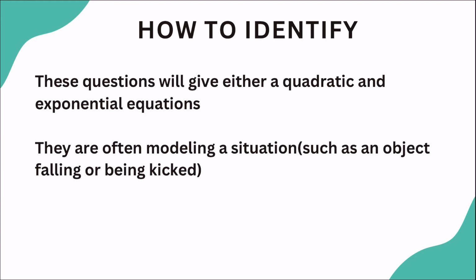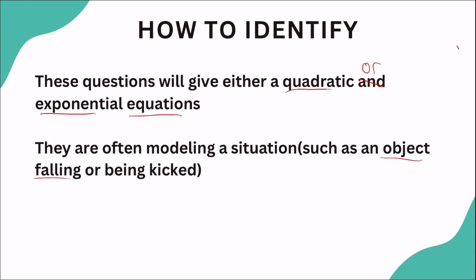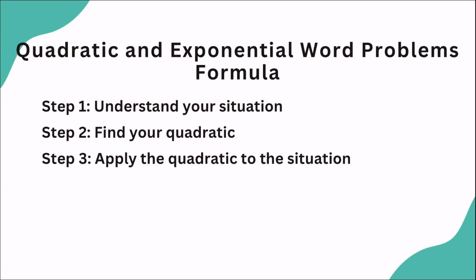So these questions will give either a quadratic or an exponential equation, and they're often modeling a situation such as an object falling maybe, or being kicked. So something that is going to give us kind of like a parabola or exponential shaped graph, and I'll show you what this means in 1 second. So our formula on these is going to be step number 1, we're going to understand the situation they're giving us. Step number 2, we're going to find our quadratic. And step number 3, we're going to apply the quadratic to our situation.